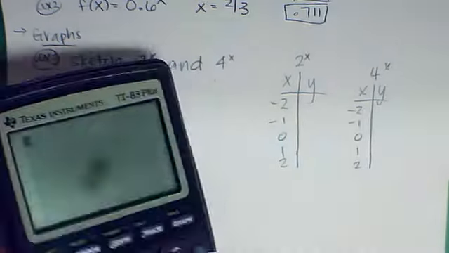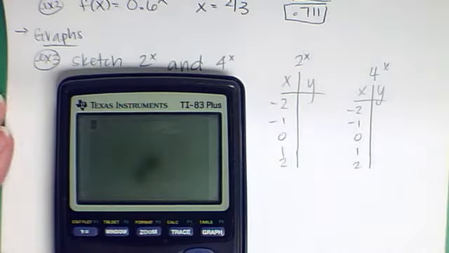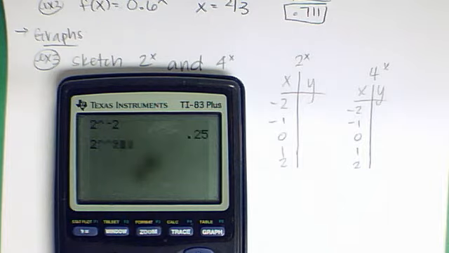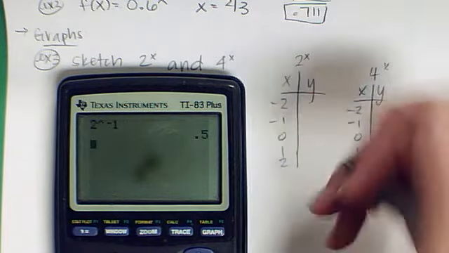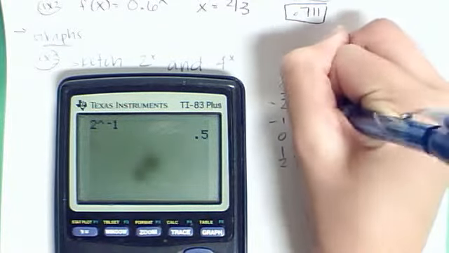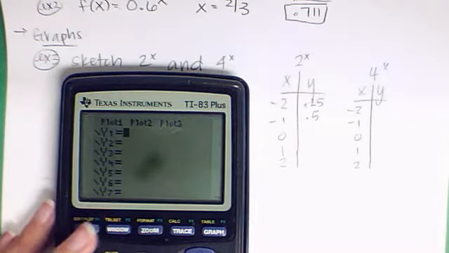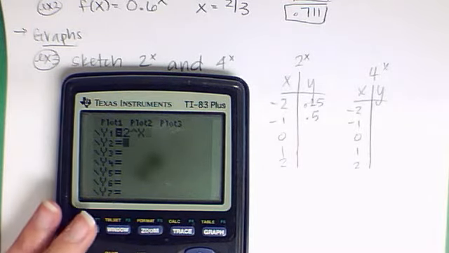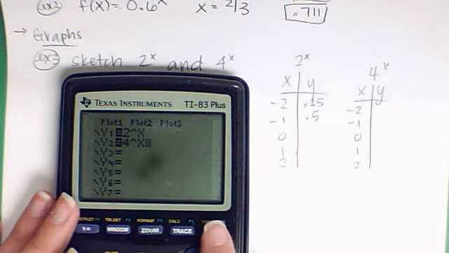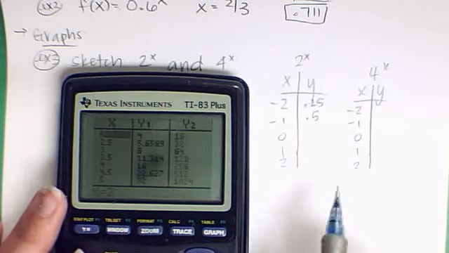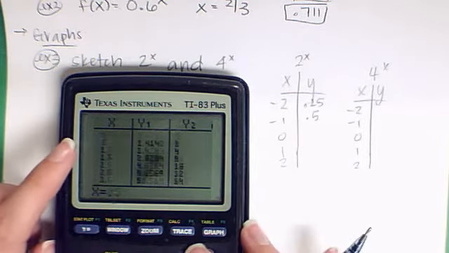Now, to speed this process up, I'm going to use my table function. But if I wasn't, I would do 2 to the negative 2, 2 to the negative 1, and I would have 0.25, 0.5, on and on and on. Again, to speed that up, I'm going to go to my y equals and put 2 to the x power and 4 to the x power. And I'm going to go to my table, and I can fill in my values from there.